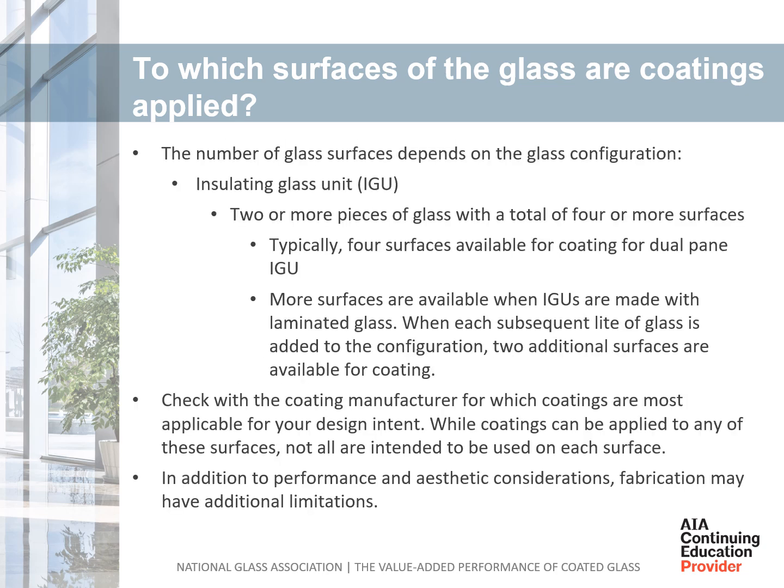Perhaps the most important use of coatings is for insulating glass units, typically called IGUs. If the IGU is double glazed, it has 2 glass lights with 4 surfaces available for coating. If the IGU includes a laminated glass light, or is triple glazed with 3 lights, there are 6 surfaces available for coatings, all of which may impart different properties to the final IGU product.